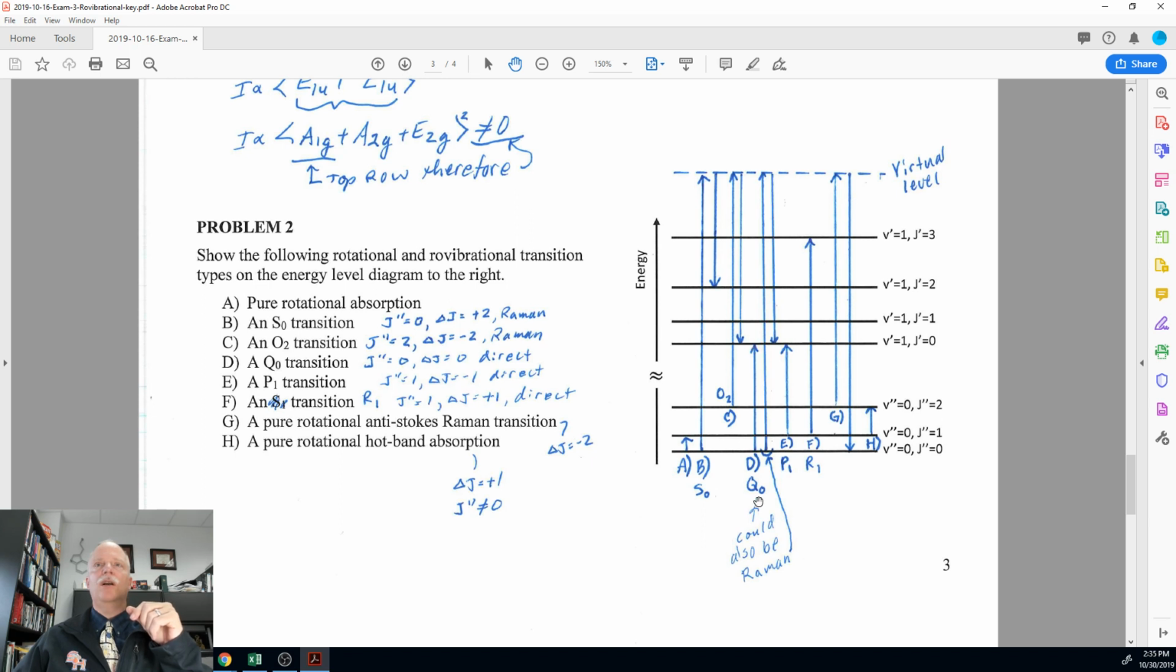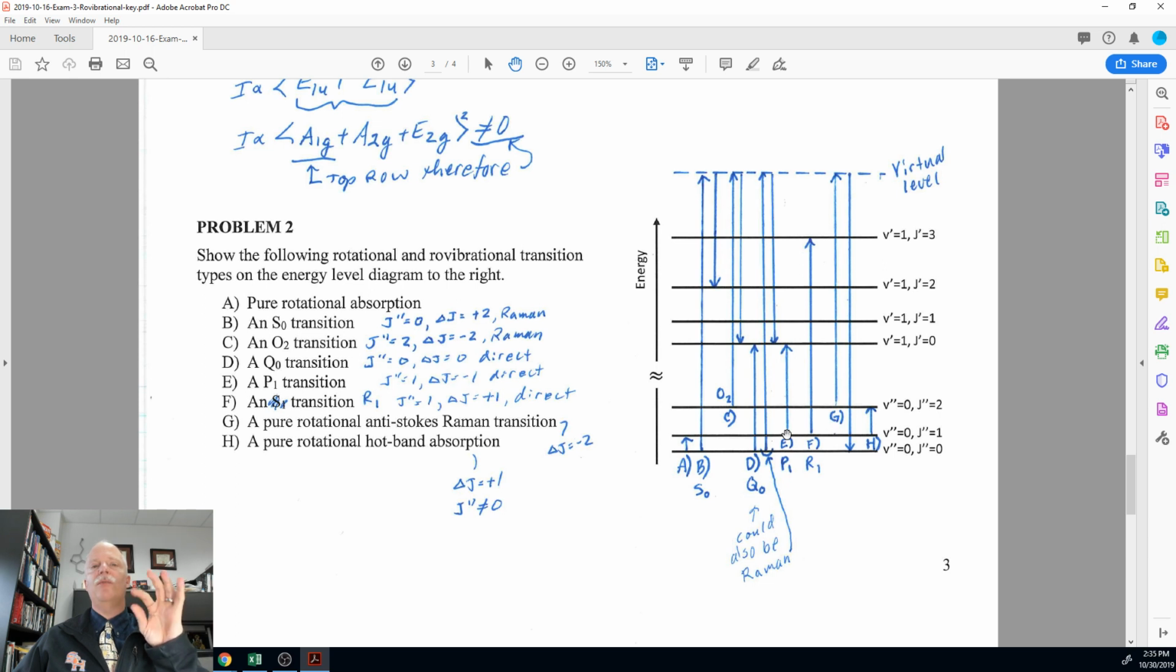Okay, now we could also have drawn that as a Raman Q0 line. So it could come in as an incident photon, scatter off as a scattered photon, and delta J equals 0, so that would be a Raman Q0. So either way, I would have accepted either one of those and been very pleased if you'd have done the Raman one. Then a P1 line. So the subscript 1 tells us we're starting in J value 1. It's a direct absorption because it's a P.